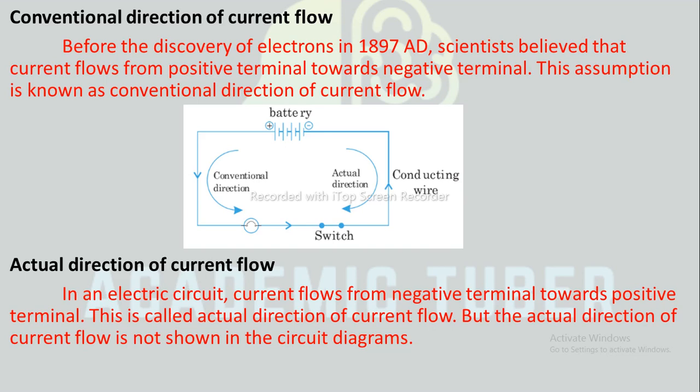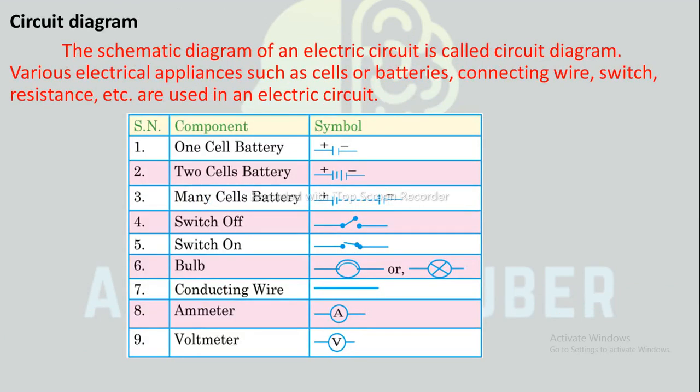Actual direction of current flow. In an electric circuit, current flows from negative terminal towards the positive terminal. This is called actual direction of current flow. But the actual direction of current flow is not shown in the circuit diagram.